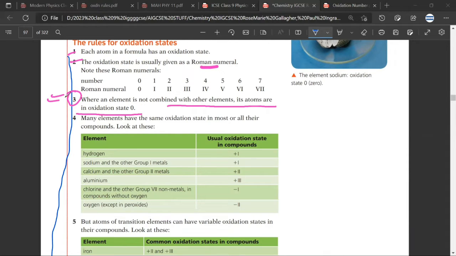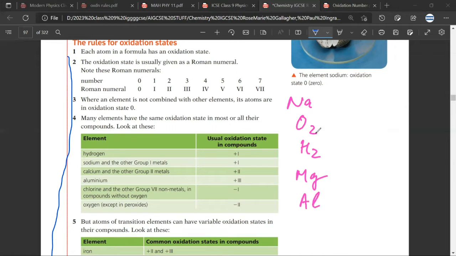So any element, when it is not combined with any other element, is considered to have an oxidation state of 0. For example, if I say Na, or oxygen, or hydrogen, or magnesium, or aluminium, all these are not combined with any other element. Therefore the oxidation state of sodium would be 0, of hydrogen would be 0, magnesium would be 0, aluminium would be 0. Is it making sense, Chris? Yes, sir.